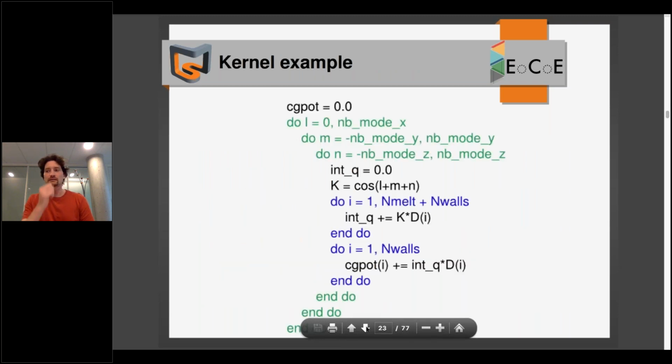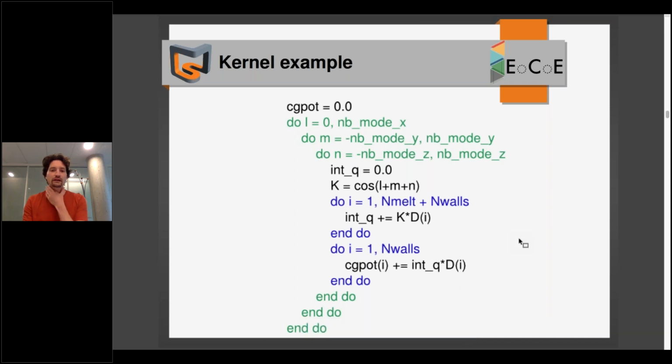Right. So let's have a look at a simple example. Not hello world, but still a bit more complex, just to illustrate how you can think of this FPGA computing. That's one part of the conjugate gradient algorithm. CGPOT is the potential that we want to compute. That's the output of our algorithm.